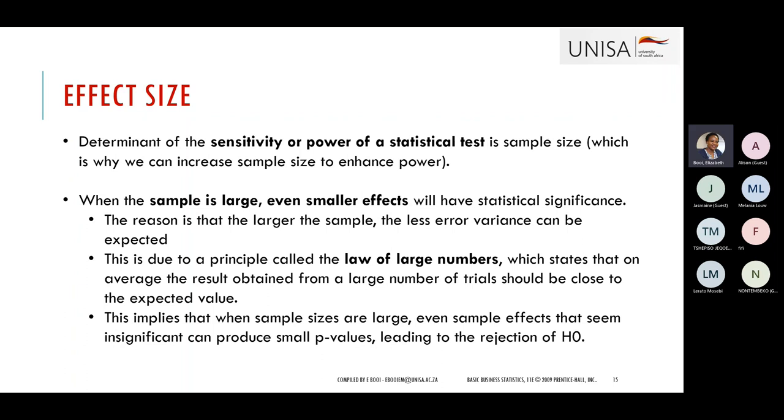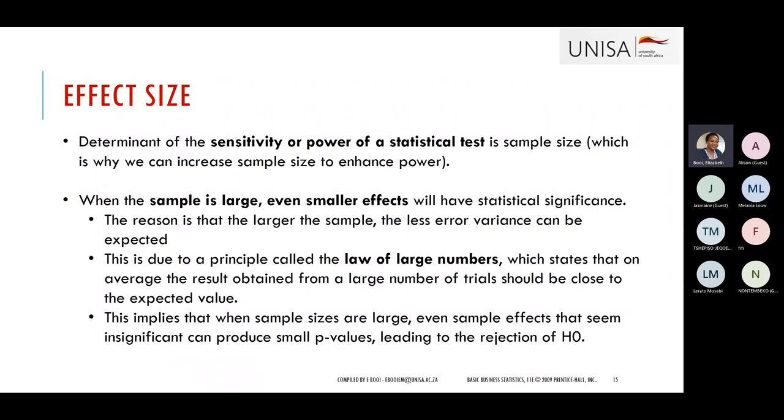So due to the law of large numbers, which states that on average, the results obtained from a large number of trials should be closer to the expected value, this implies that when the sample size is large, even a sample effect that can seem insignificant can produce a small p-value, leading to the rejection of your null hypothesis. And this is what will happen with the effect size. So it creates the sensitivity of your statistical analysis. The larger your sample size, the closer you might be to rejecting your null hypothesis.